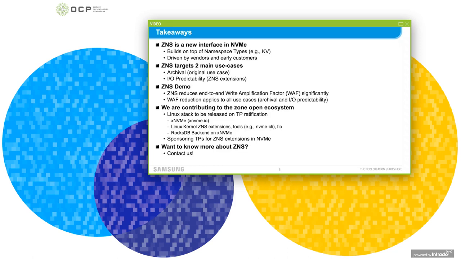CNS, from our point of view, targets two main cases. Archival, which is probably the original use case, but also IO predictability, which we see as a very big factor in making CNS successful. In the CNS demo, you've seen how CNS helps reduce end-to-end write amplification, both at a device level, because of the design of the CNS interface itself and the actual implementation, but also at a software level, due to removing indirection layers. And this write amplification reduction applies to both use cases.